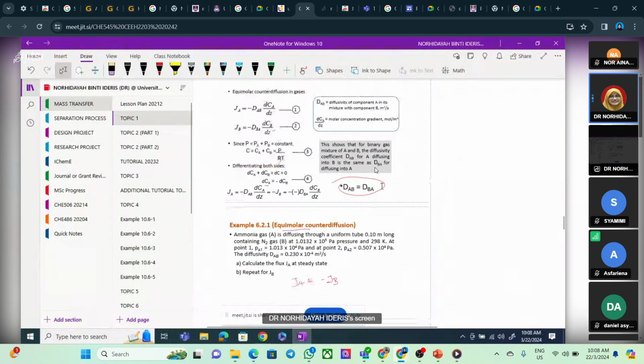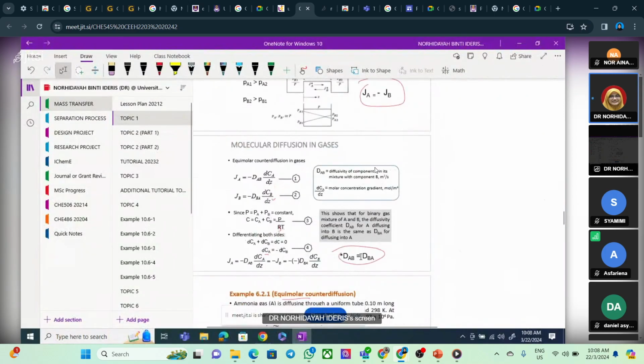Okay, so for the derivation part on how to prove that DAB is equal to DBA, you need to remember certain things. For instance, it starts with JA is equal to negative JB. And then you must remember that JA is equal to negative DAB, the change of concentration dCA over dZ. You need to remember this one. And for JB, it's negative DBA dCB over dZ.